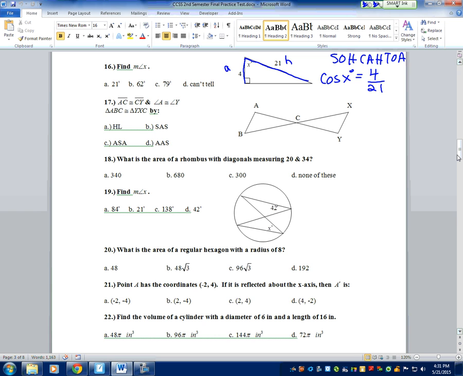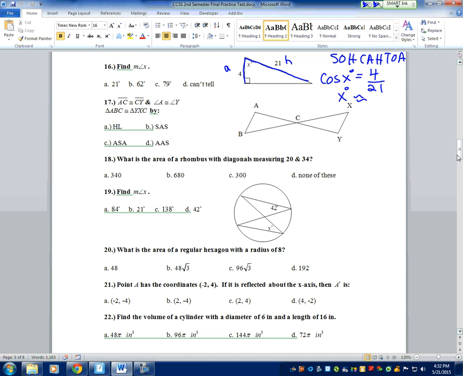So this is one in which you have to use your inverse trig to find the angle. Anytime you're trying to find the angle, it's inverse trig. So take 4 divided by 21, and then hit second cosine, and it will take the inverse cosine of that and give you your angle measurement in degrees.